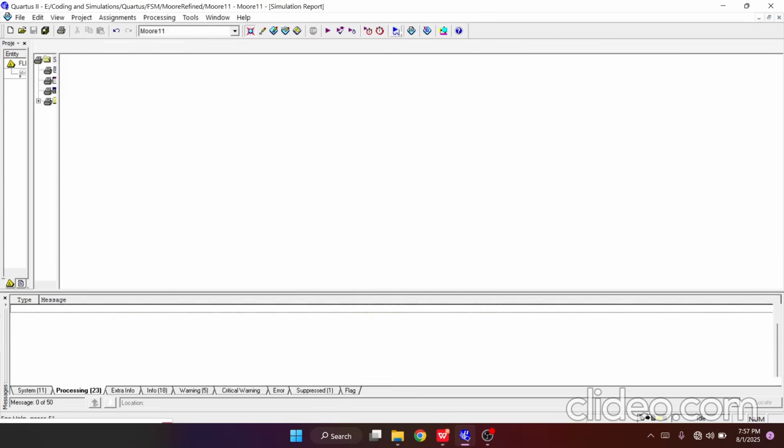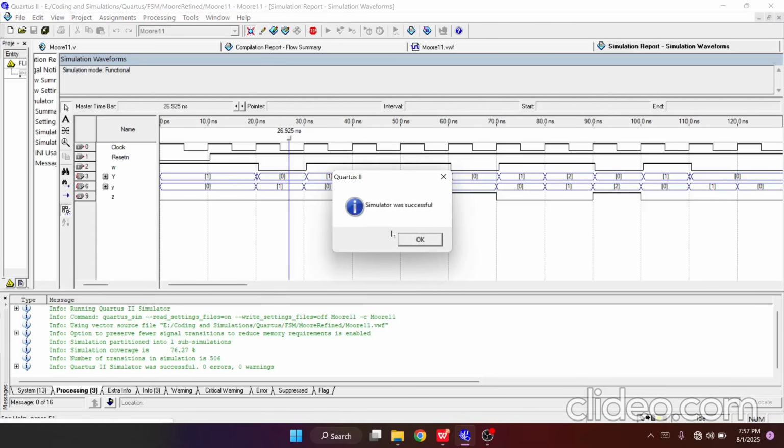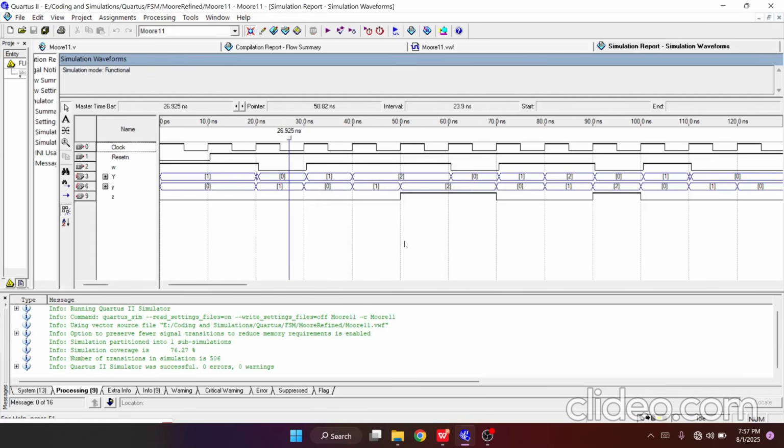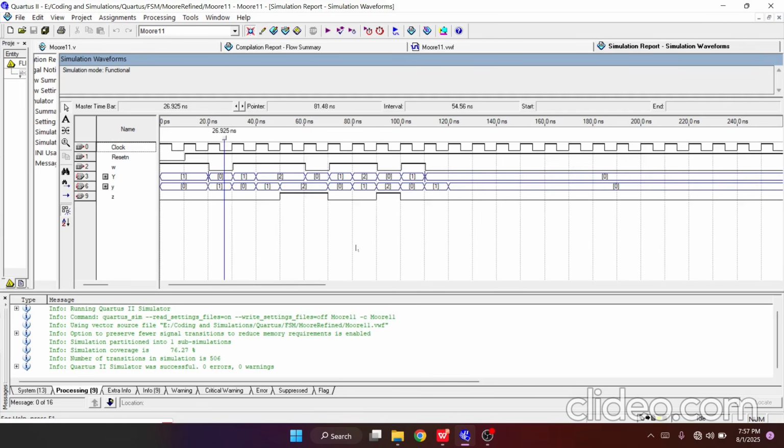Now start simulation. Okay, so now at a glance, if you want to see whether your simulation is correct or not, the first and easiest way to check this is to see whether for 2 consecutive ones or 3 consecutive ones or so on you are getting output high or not.